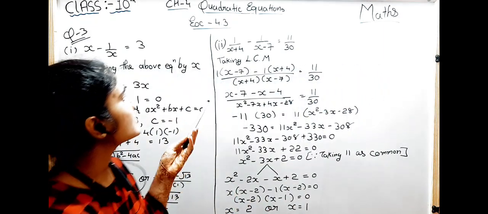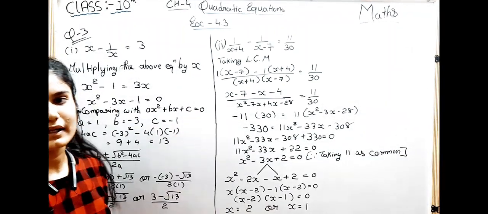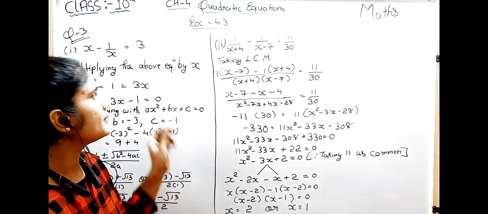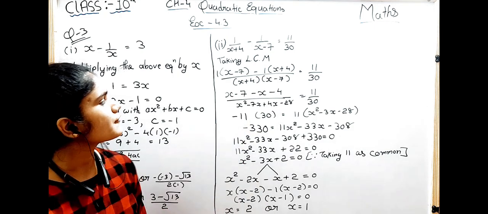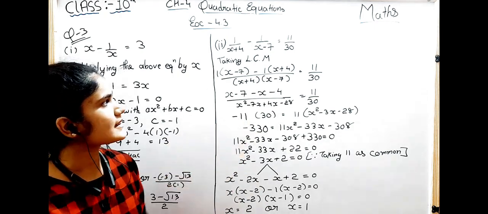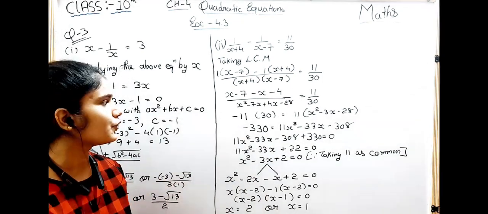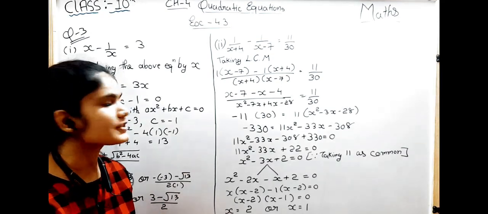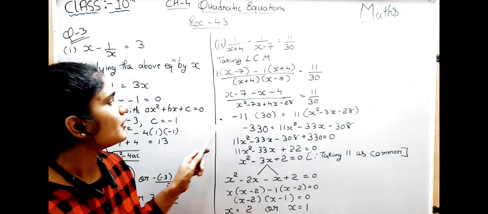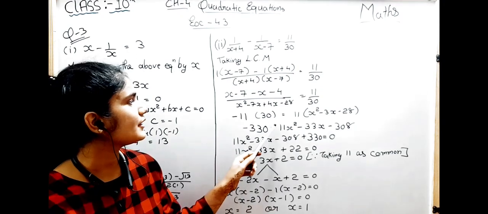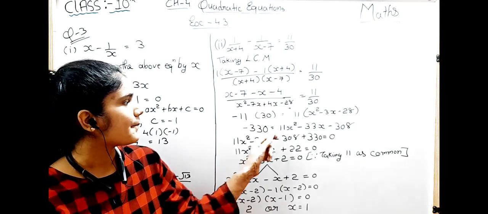Moving to number 2 in question 3: 1 upon (x plus 4) minus 1 upon (x minus 7) is equals to 11 upon 30. Taking LCM, we will multiply 1 with (x minus 7) minus 1 into (x plus 4) upon (x plus 4) into (x minus 7) is equals to 11 upon 30. (x minus 7 minus x minus 4) upon (x square minus 7x plus 4x minus 28) is equals to 11 upon 30. Now cross multiplication: minus 11 into 30 is equals to 11 into (x square minus 3x minus 28).